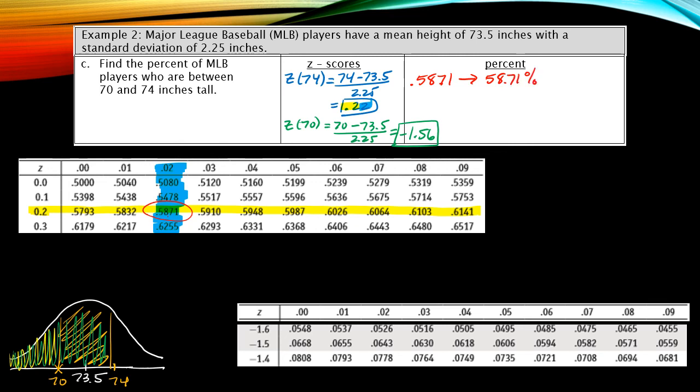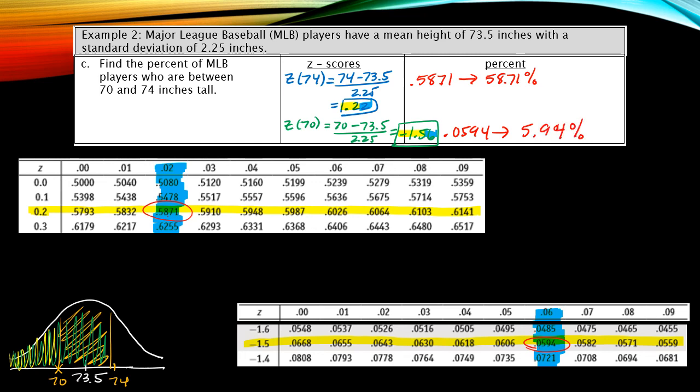Now I have to do the same thing for the other z-score. So the other z-score was negative 1.56. So negative 1.5 is right here. And remember that you have to be looking at the right side of your z-score table. So for that first z-score, I was looking at the positive side. Now I'd be looking at the back side, which is the negative side of your z-score table. My second number is 6, so here's the 0.06. And the part where they overlap is right here at 0.0594. So if I change that into a percentage, it would be 5.94%.